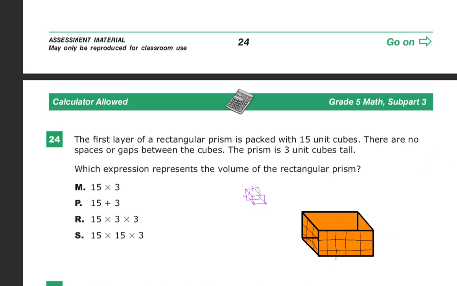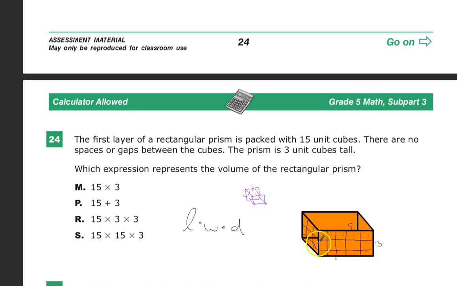So the bigger issue here is they want to know what the volume is. To find the volume of the figure, I need to multiply the length times the width times the depth, so how deep it is. So it's 15, or 3 times 5 would give you 15. That'd be the area of the front here, because this is 5: 1, 2, 3, 4, 5. And then 1, 2, 3, so 3 by 5. That's where I got the 15, by the way, in case you were wondering what was going on there.